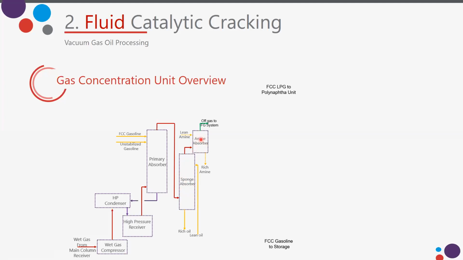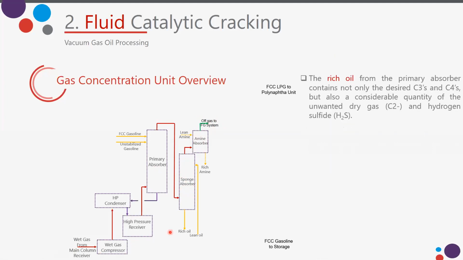Remember that this off gas will go to the fuel gas system, and we have to have a specific value of sulfur content in this off gas. So that's why we have this absorption here with lean amine before sending this off gas, the lighter components, to the fuel gas system.